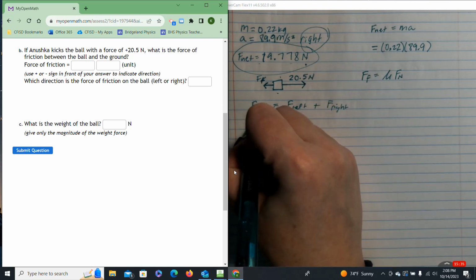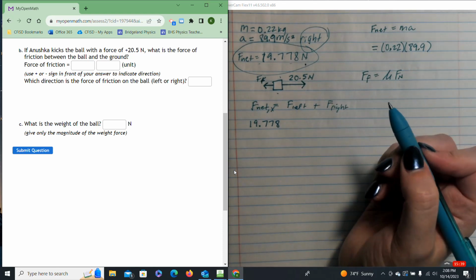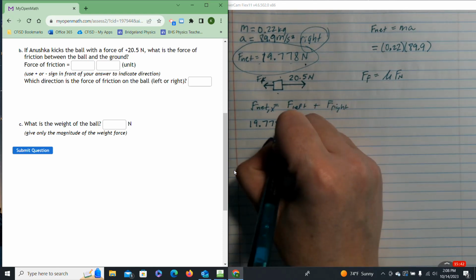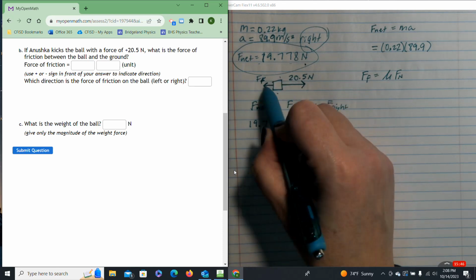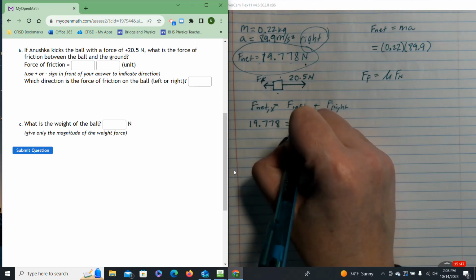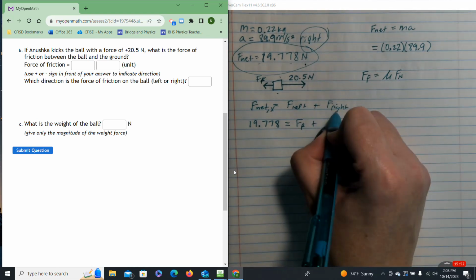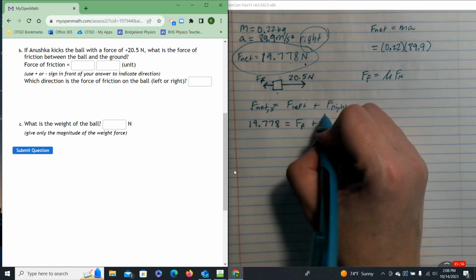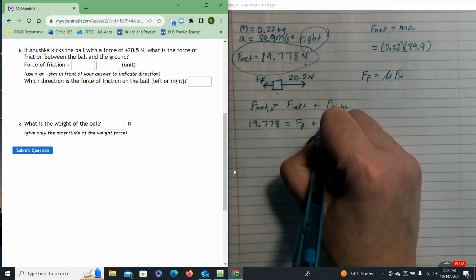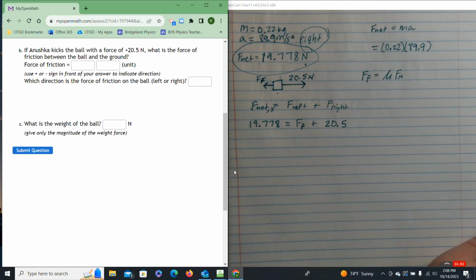And so let's go ahead and plug that in, 19.778. We can call the right positive. It equals my net force to the left, or my forces to the left rather. I only have friction, but I don't know what it is yet, plus my forces to the right. I have 20.5 newtons that is applied. That's the only force that I have to the right. If I had other ones, I would need to add all of them, but I just have this one. And again, we're calling that the positive direction.